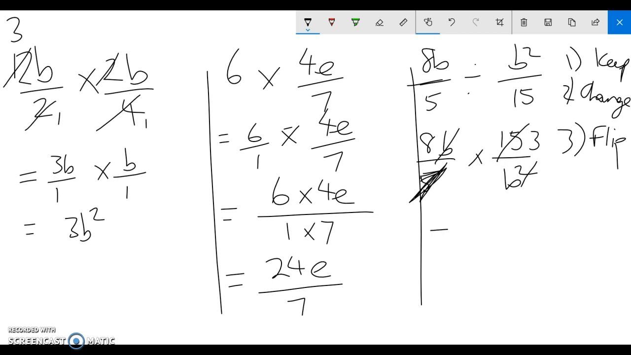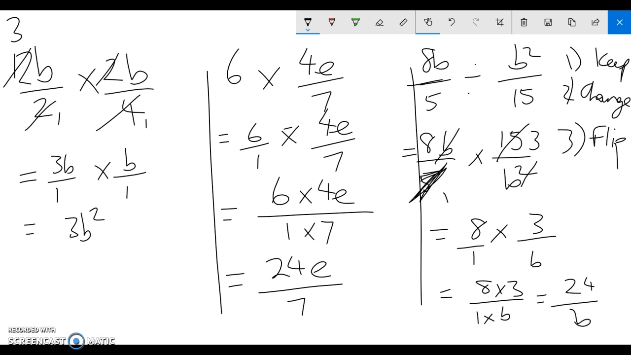So now, what do we have? Well, let's rewrite that really neatly. We'll cross out the 5, so it's really 8 over 1 times 3 over b. Then we multiply numerators together, so that's 8 times 3 over 1 times b for the denominators, and that equals 24 over b. So that's how we do those sort of questions.